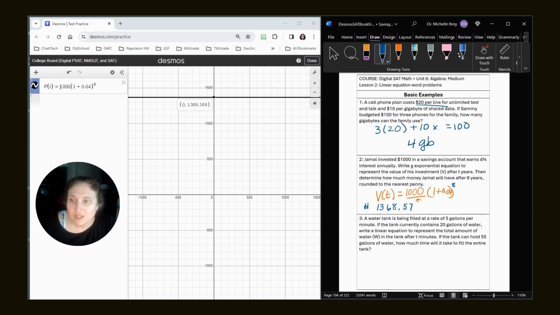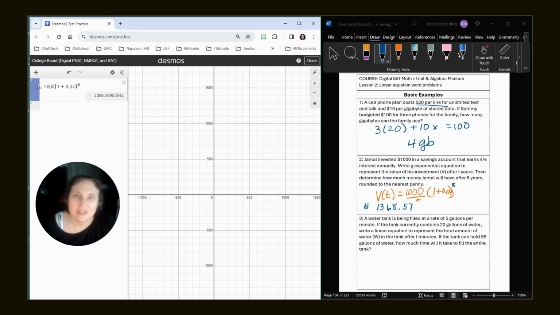Now, watch this awesome trick. Just take out the V of t. Same answer. Done. And it's because we had all the input values. We had the starting amount, we had the interest rate, and we had the value for years. So because we had all of that, we didn't have to type the V of t and just treat it like a straight up scientific calculator question.